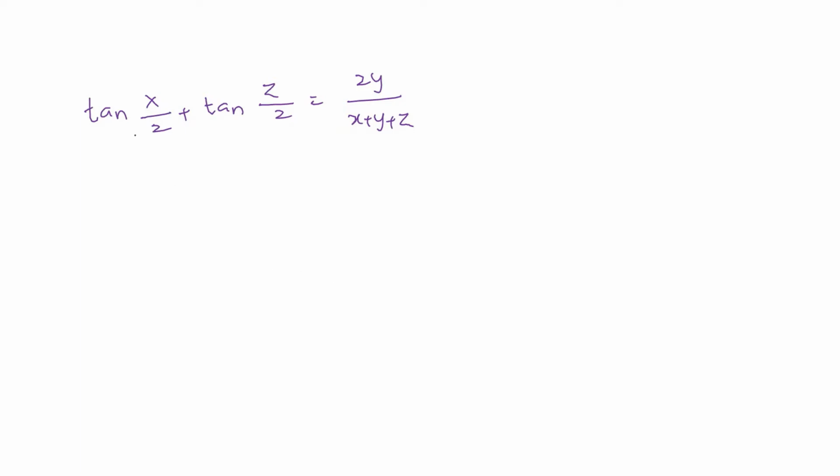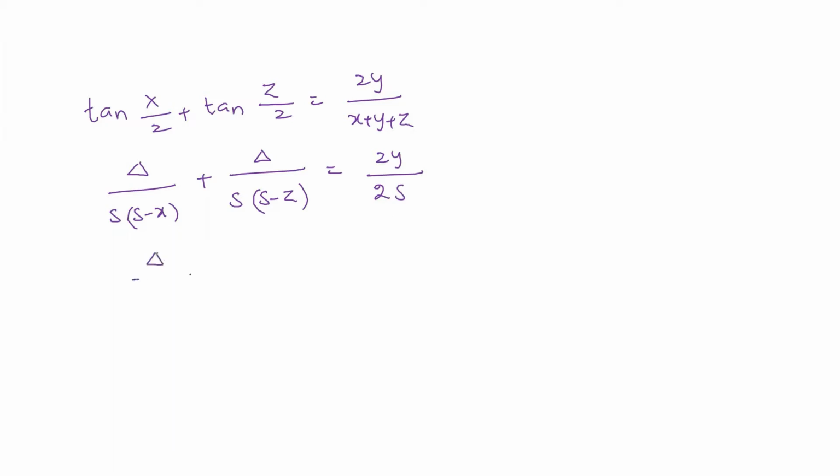of the triangle, right? So tan x by 2 can be written using the half angle formula as delta upon s into s minus x, where delta is going to be the area and s is going to be the semi perimeter. And in a similar way, tan z by 2 can be written as delta upon s into s minus z, which will be equal to 2y upon this x plus y plus z, which can be written as what? 2s, right? Where s is going to be the semi perimeter. So that is what we got here.